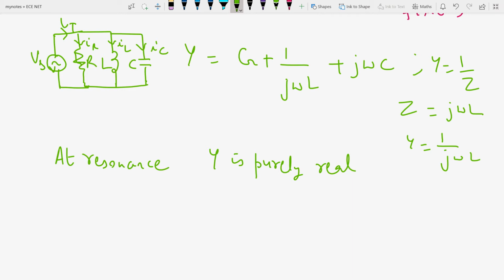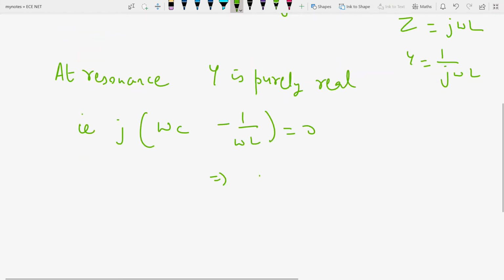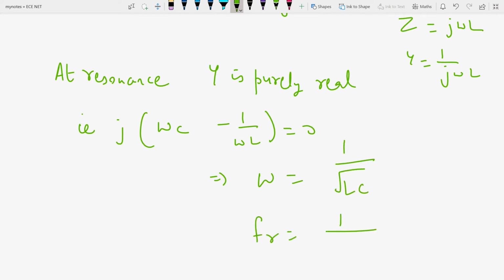That means you have to put its imaginary part, omega C minus 1 upon omega L, equal to 0, which implies omega is equal to 1 by under root LC. That means your resonant frequency will be equal to 1 upon 2 pi under root LC hertz.